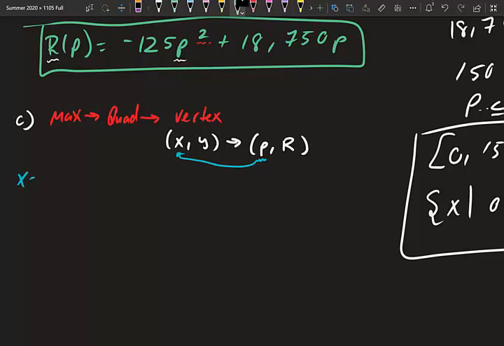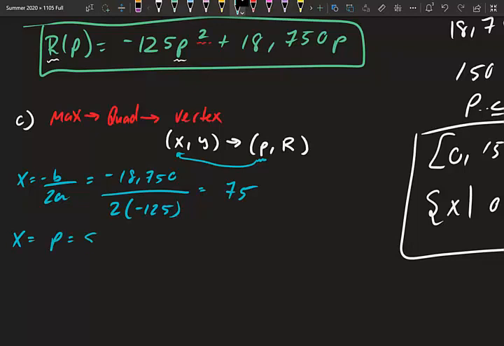So we have x equals negative b over 2a, using the quadratic we found, that's in green. That's how we're going to find our vertex. So negative b, which is 18,750, over 2 times negative 125. So when you plug that into your calculator, we get 75. That means x, which is p, is $75.